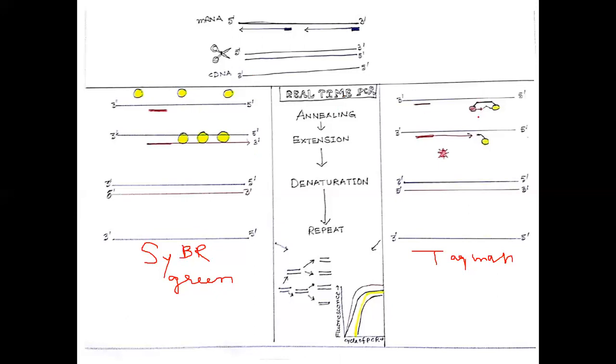Other than this, there is another. This is a probe that consists of a small stretch of oligonucleotide, which at the two ends is bound with two fluorophores. One is a fluorophore and another is a quencher. The fluorophore has high energy, gets excited, and can emit the energy.